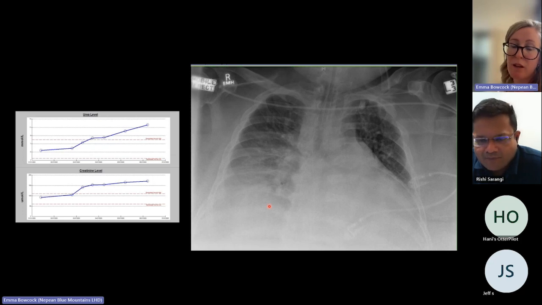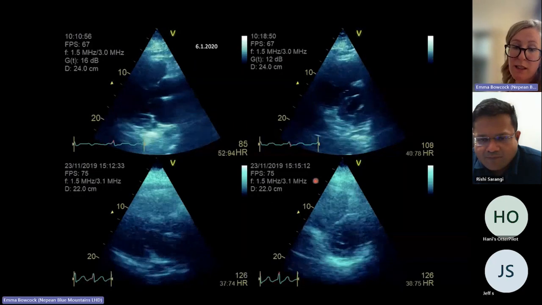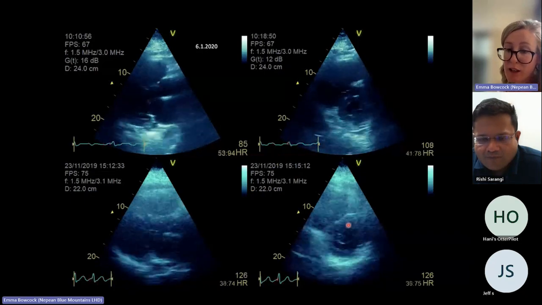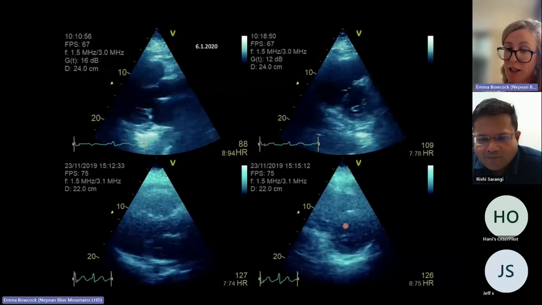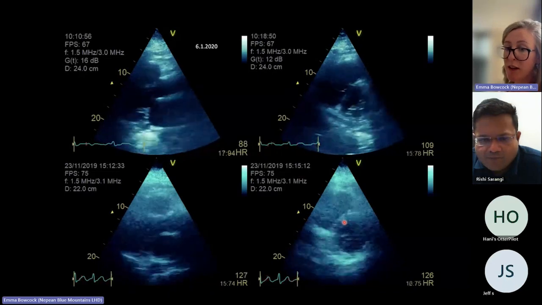You know, highly suspicious for some RV involvement here, and couldn't see very much with the transthoracic. Get the suggestion that the RV is a bit big. I just want to point out this septum movement here. People miss this a lot, I find. I just want you to keep your eye on that.